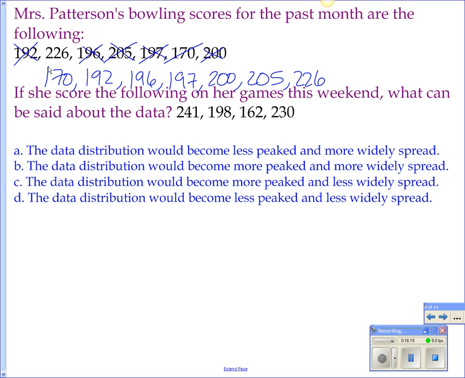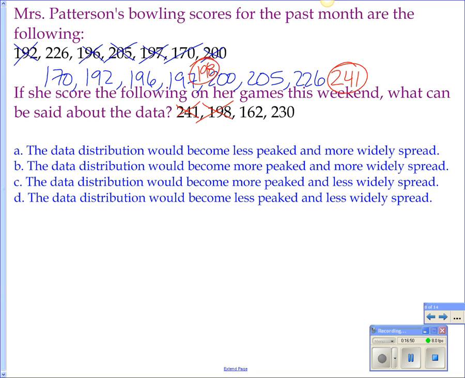Okay, now what I want you to do after you have them in order, I want you to take her new scores. So 241, and we're going to put it in the right place, and we're going to circle it so we know it's a new score. So add 241 to the end and circle or underline it so you know it's a new score. All right, 198 would go right here. So just squeeze it in and circle it.